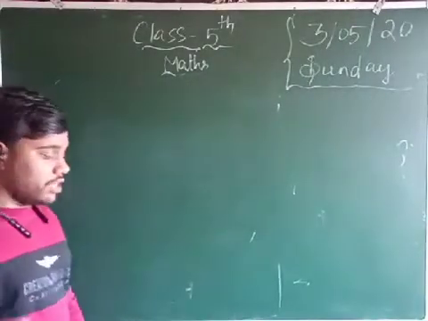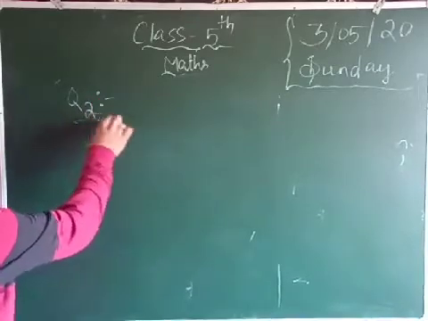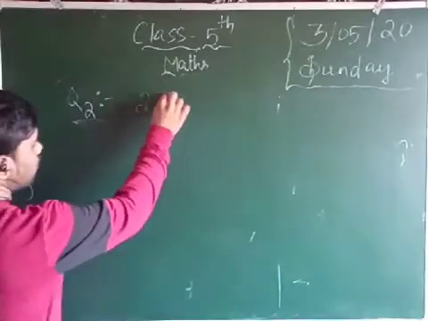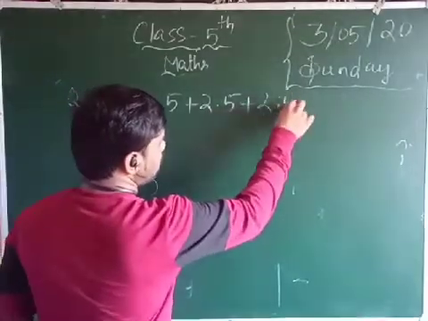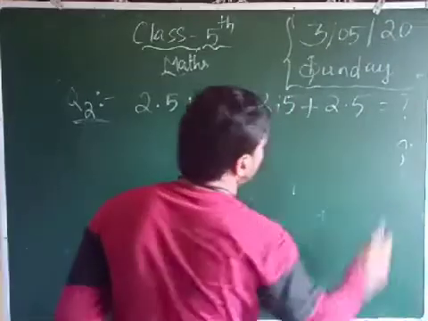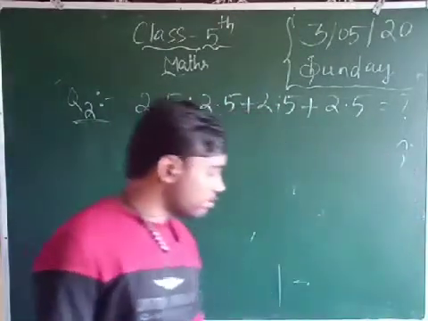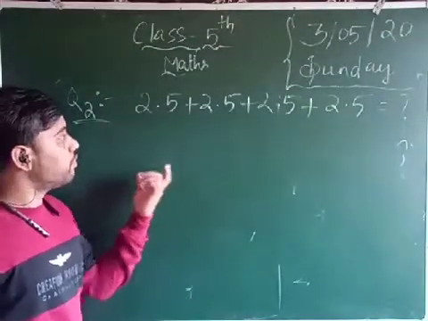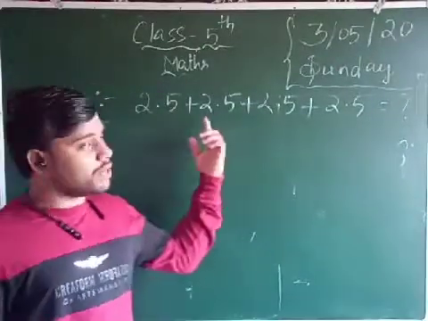Now another question, question number 2. 2.5 plus 2.5 plus 2.5 plus 2.5. Now, how much is the answer? How many 2.5s are there? There are 4. Understand, guys? 4 2.5s came. Once you keep it in your mind, how many 2.5s came?